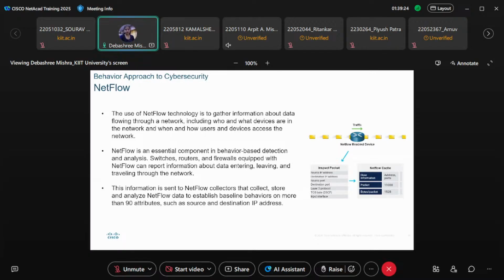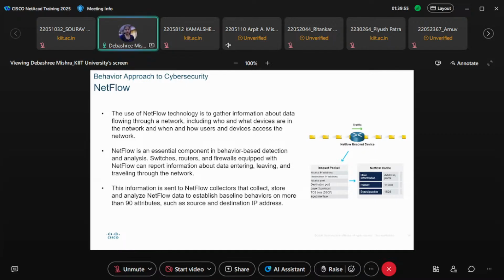Now, in a network, the important component is behavior-based detection and analysis. The switches, routers and firewalls used in NetFlow can report information about the data entering the network, leaving the network, and traveling through the network. Okay, so in this way they are checking the patterns and behavior of this data flow.